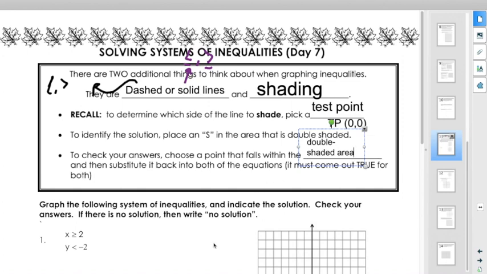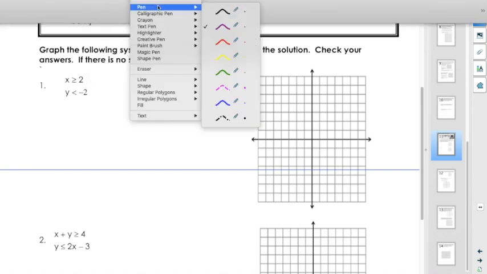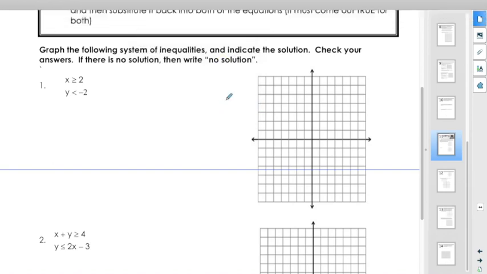Let's do number 1 together. And we're actually going to do all of them together. Graph the following systems of inequalities and indicate the solution. If you guys have highlighters or different colored pencils, markers, this lesson is going to be very nice to use those different colors, okay? Just because we have two different inequalities going on here now. So we want to keep it color-coded.